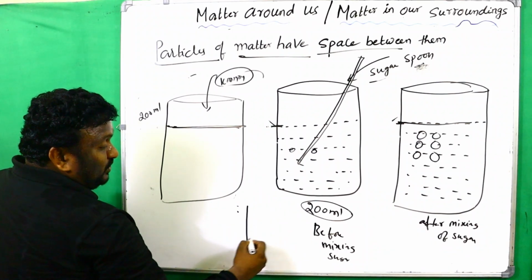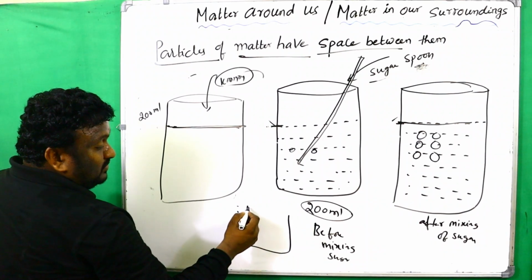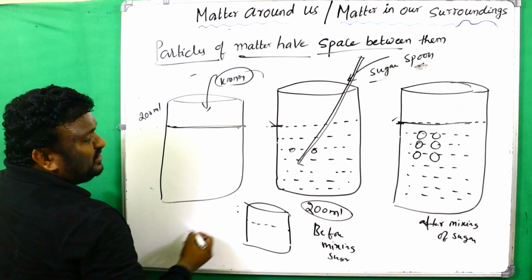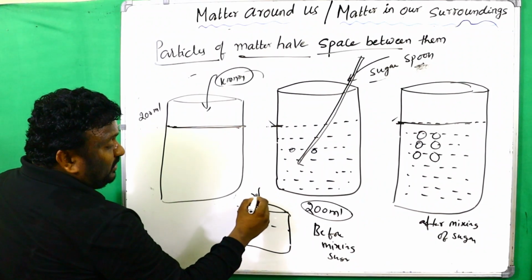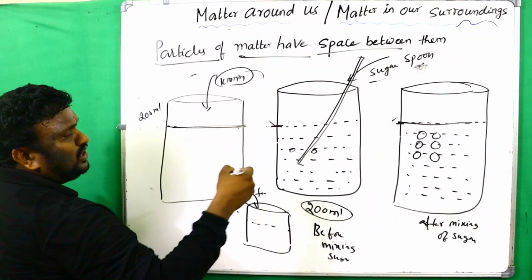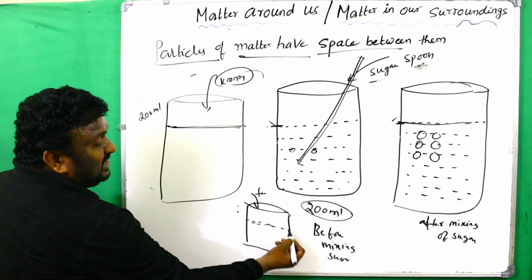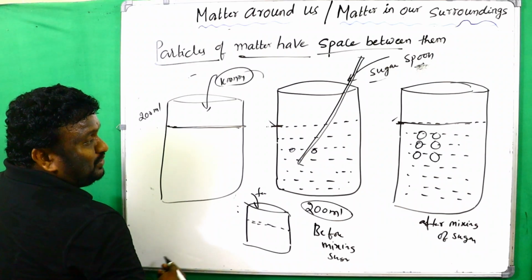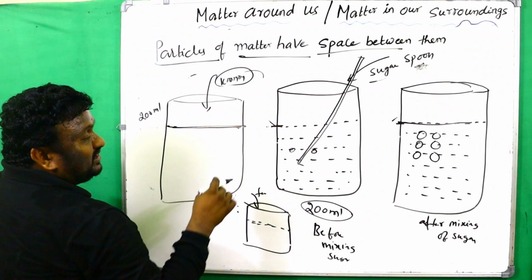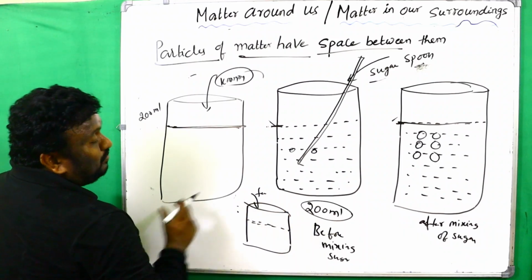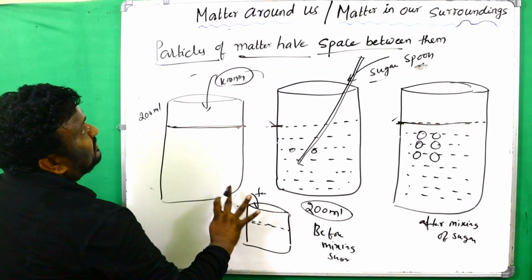For example, you take a bowl with some milk in it. You add a few drops of water, just one or two drops. Then there is no rise in the level of milk. Why? Because these water drops settle down between the gaps of the milk molecules. So this is about it, very simple, children.